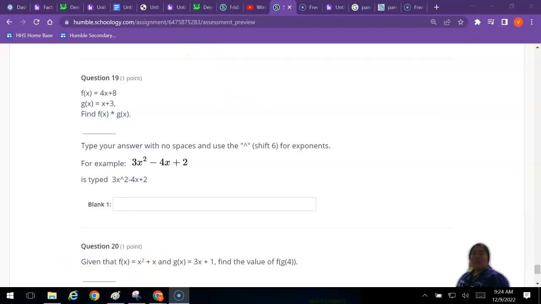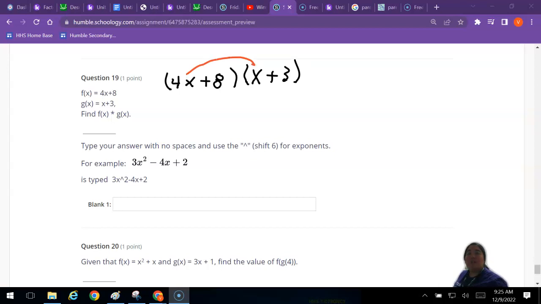Now for 9 it says find f of x times g of x. So that means I'm going to take all of f of x, 4x plus 8, and I'm going to multiply by x plus 3. You see? F of x, this one, times g of x, which is this one. No, there's no plus here, right? No plus. So what I'm going to do is, now I have to multiply. So what have we been doing when we multiply? Well, what we do is we distribute, right?